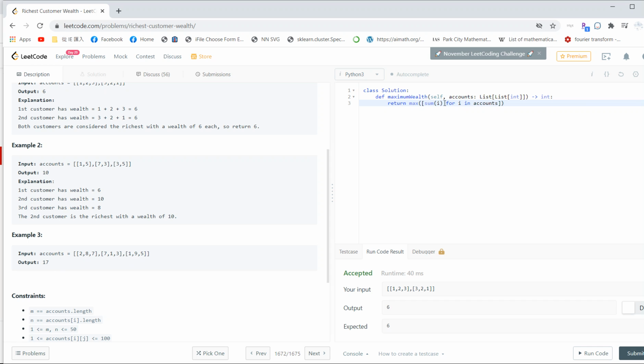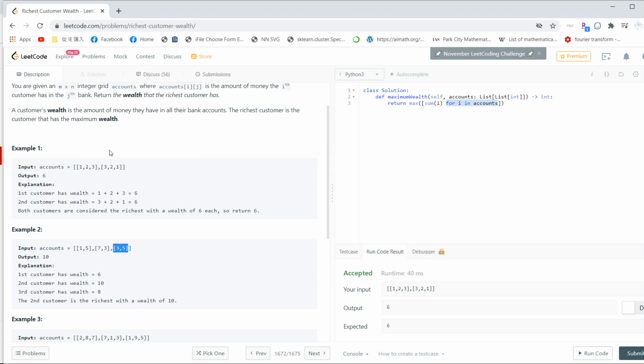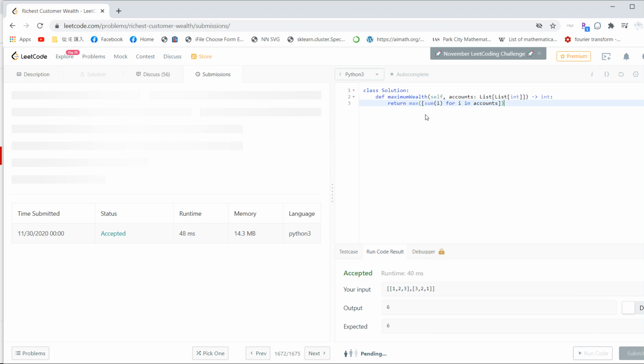So basically, the easy way is that for each account i, right? For each i means for each of these small lists, we just sum it. So sum i, just given a list, you will sum all the elements, right? So basically sum i for i in accounts, combine all of them into a list, and then return the maximum. That's it.